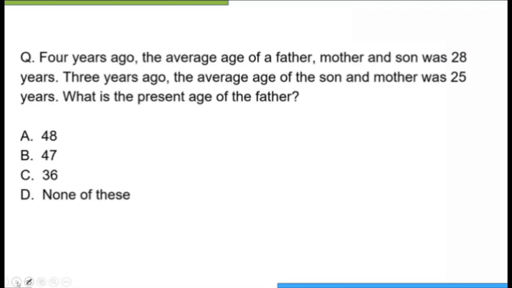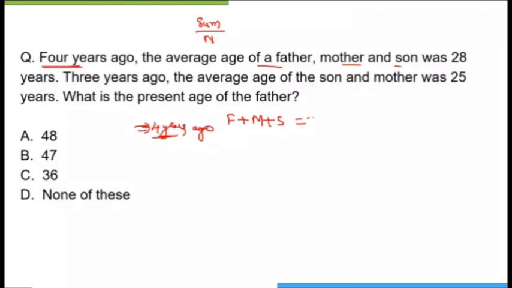Next question, solve this. He's saying that 4 years ago, the average age of father, mother, and son was 28 years. So 4 years ago, the average, what do we have? In the average, we have the formula sum by number of numbers. We'll take father as F plus mother and son. Their sum of the ages is equal to 28 with 3 in the denominator. I'll take that 3 to this side. 28 times 3, and I'm going to get 84.